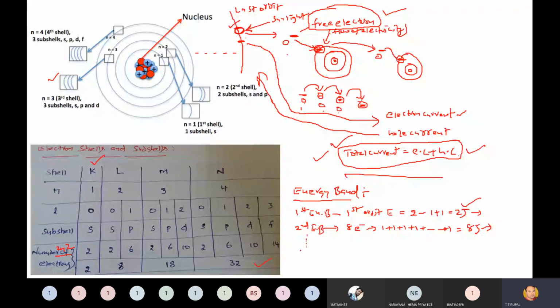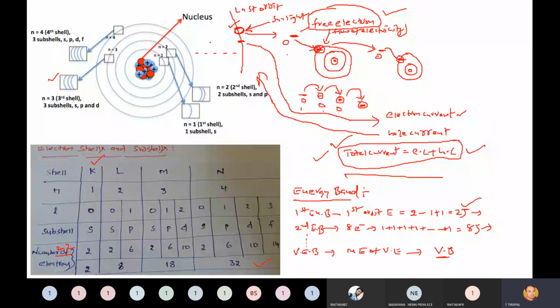Likewise, if you go, you will get a valency energy band. So what is the last orbit? You get a valency energy band or valency band. So what is the valency band? Merging of energies of valency electrons. Merging of energies of valency electrons, you get what band? Valency band. Right. After valency band, what is the band present?